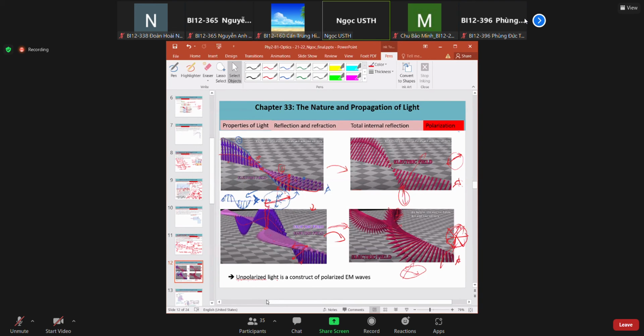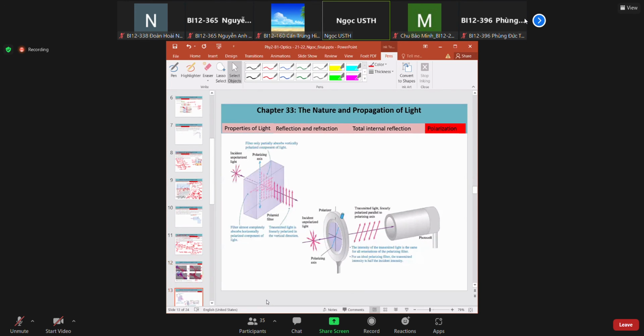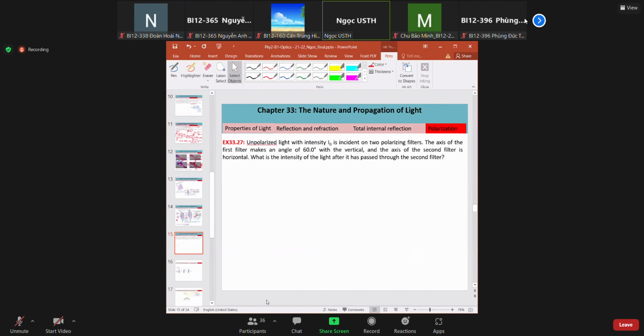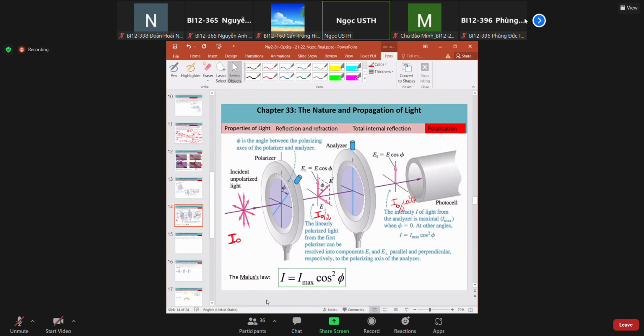You understand it? And what is an unpolarized light? You understand it, right? So in this part here I take some figures from the textbook. Okay, and I see that's okay. Here is Malus's law. Let's see. Here you have the incident rays, which is unpolarized light.